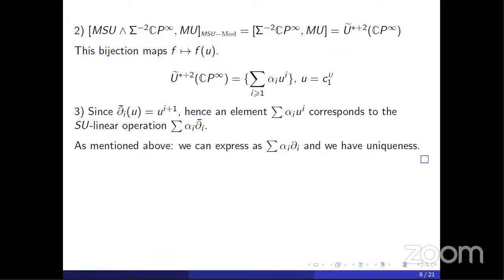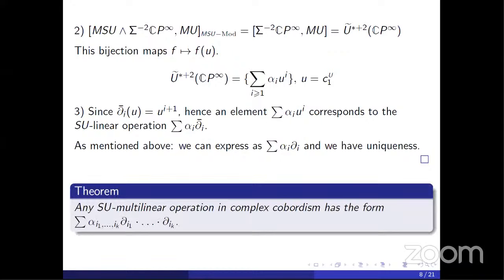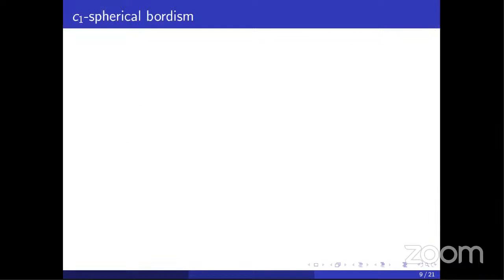Okay, and in a similar way, one can prove the following generalization of this theorem: that any SU multilinear operation in many variables, SU-linear in each one, in complex cobordism has this form. It's a series in products of partial_k. Okay, it was the first part about linear operations, and the next part is about C1-spherical bordism.